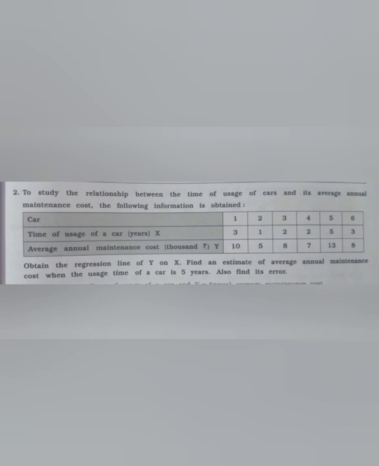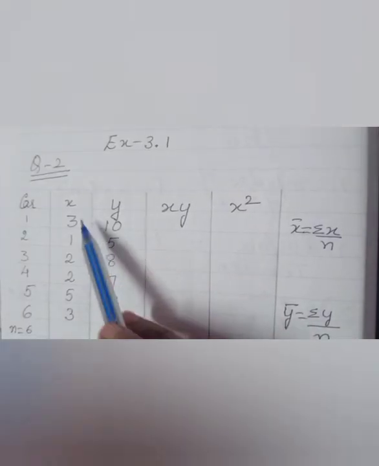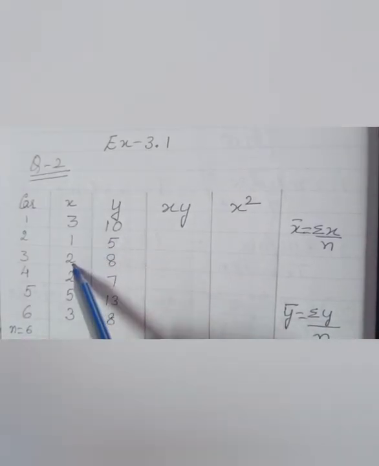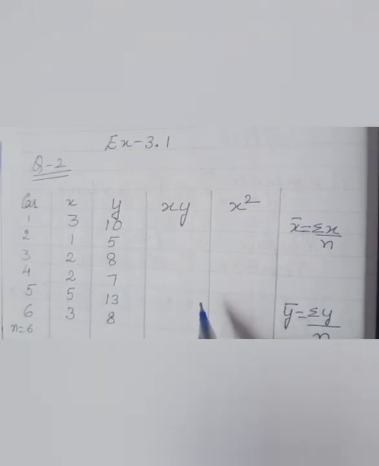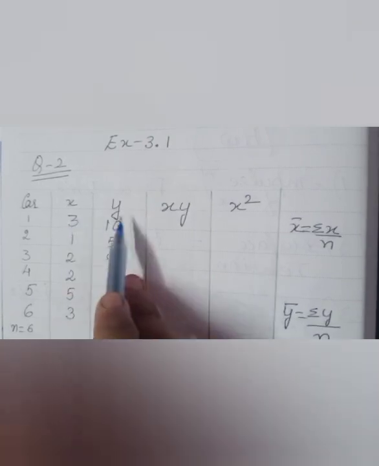Now here the values of x and y are less than 15. So while finding the regression equation of y on x, we will be using the formula for b as n sigma xy minus sigma x into sigma y divided by n sigma x square minus sigma x the whole square. So see, the values of x are 3, 1, 2, 2, 5, 3 and y is given as this. So what we are going to do, first of all, multiply x and y.